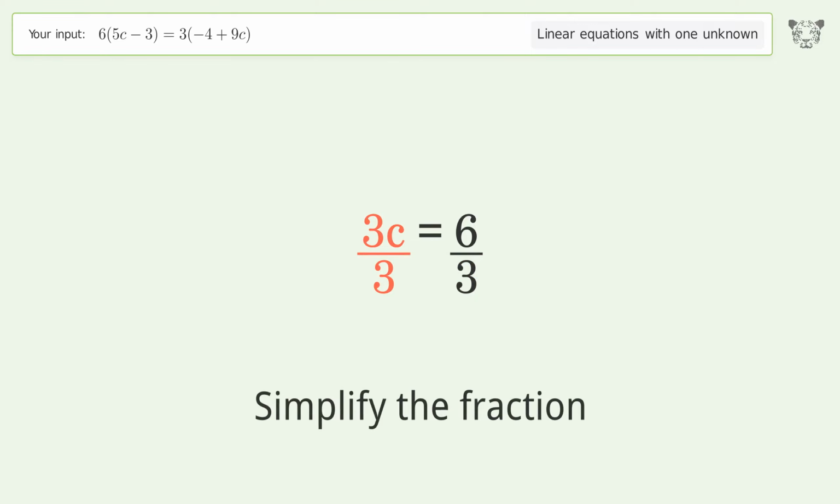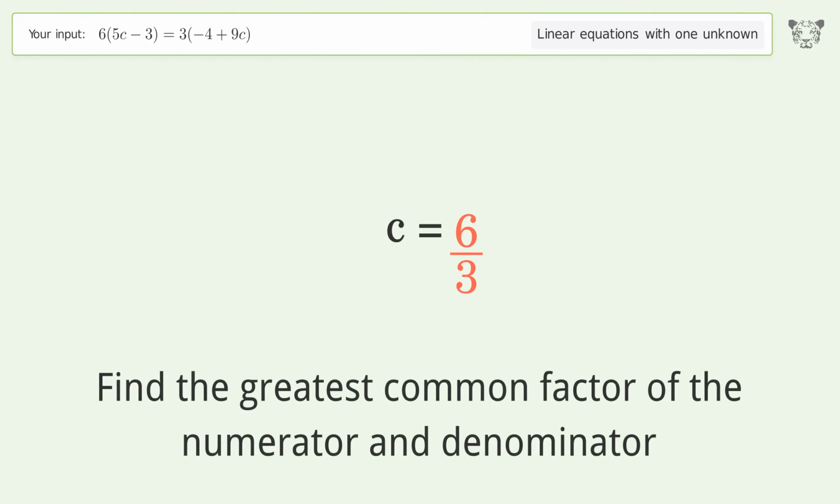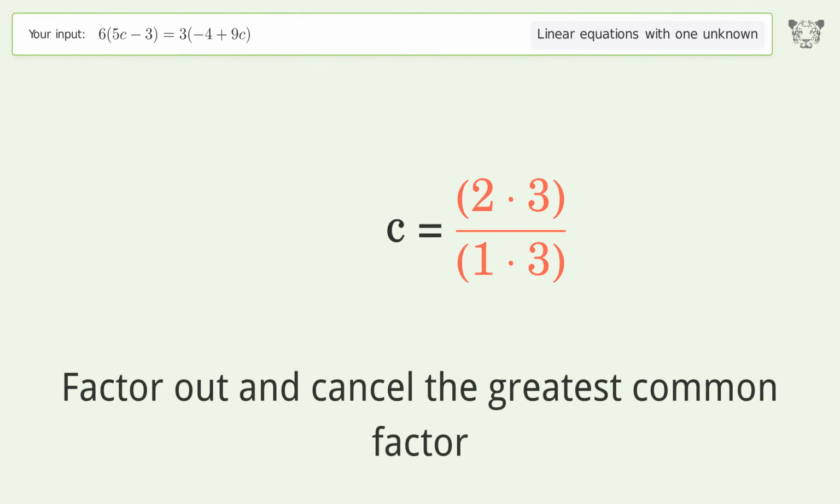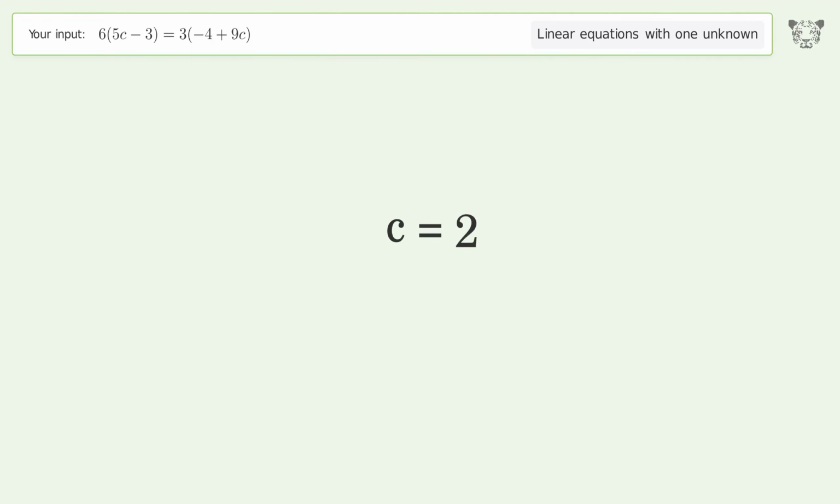Simplify the fraction. Find the greatest common factor of the numerator and denominator. Factor out and cancel the greatest common factor. And so the final result is c equals 2.